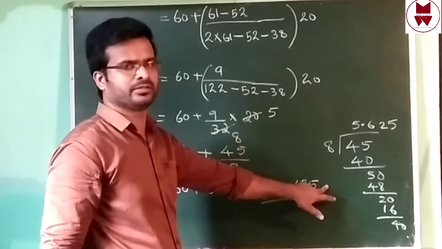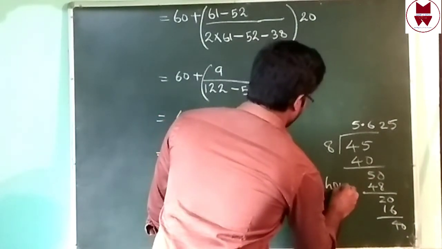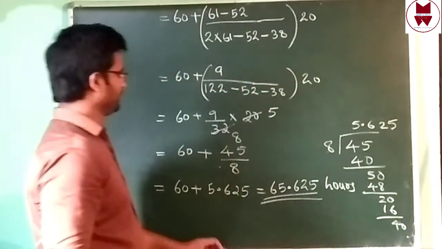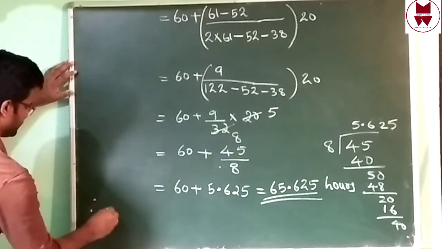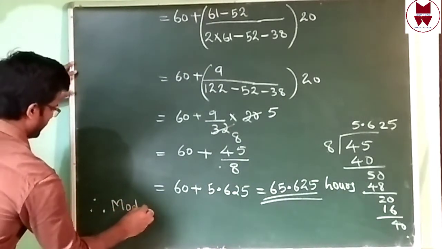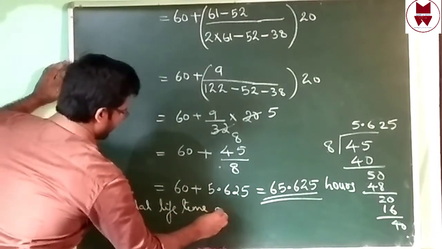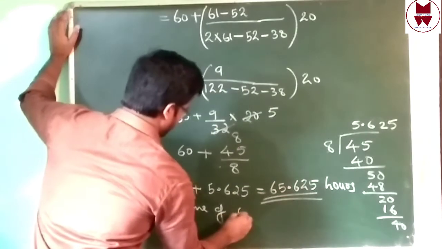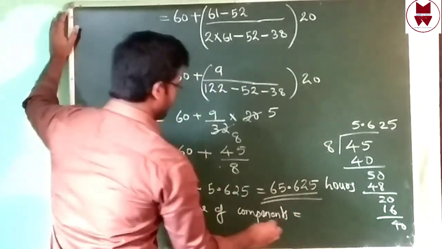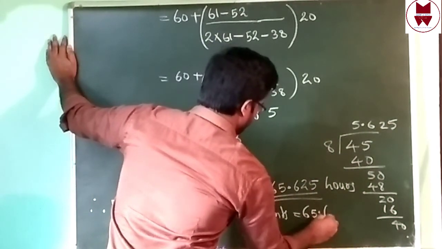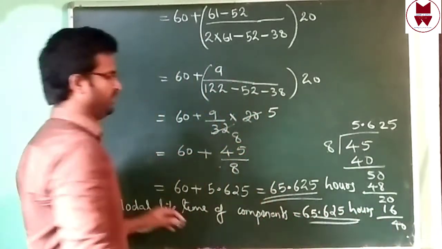Then what will be our unit? Already I told at the starting time, isn't it? That is hours from first column. And therefore, modal lifetime of components equal to 65.625. This is our answer.